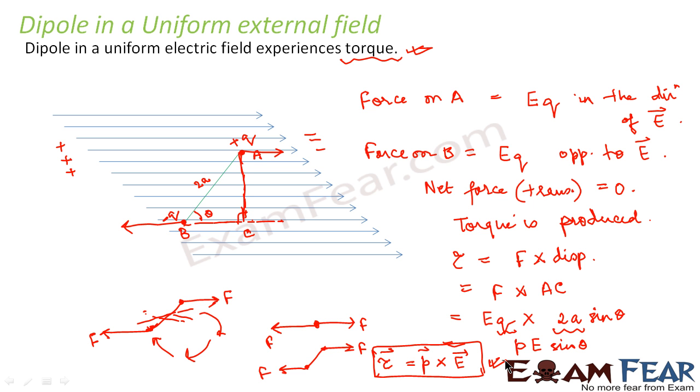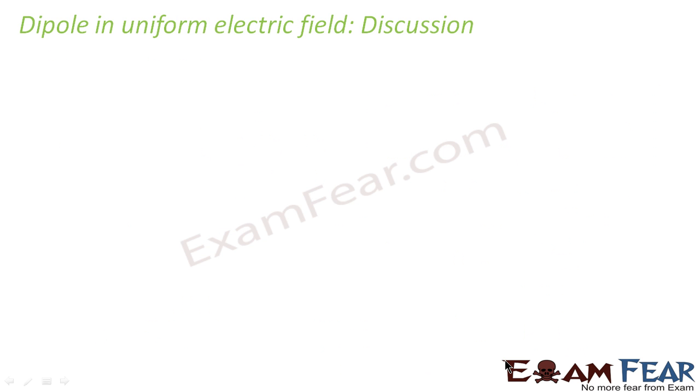So we observed a new thing here, that a dipole when placed in a uniform electric field experiences a torque, and the torque is defined as the cross product of the dipole moment vector and the electric field vector. Now let us discuss a few points on the torque experienced by the dipole in a uniform electric field. When do you think the torque will be maximum? Just now we derived the expression torque is equal to P cross E, or we can say torque is equal to PE sine theta.